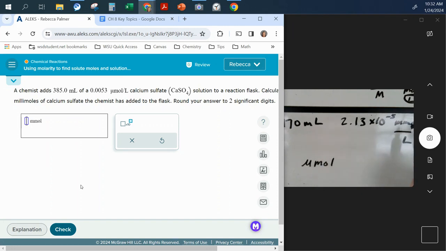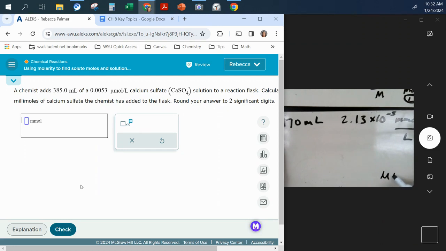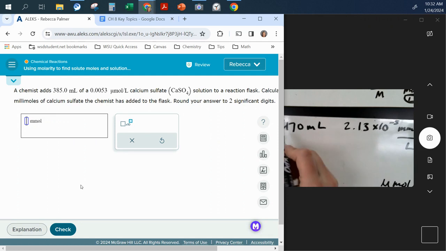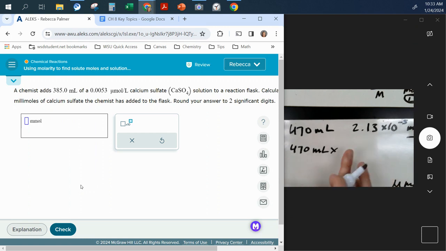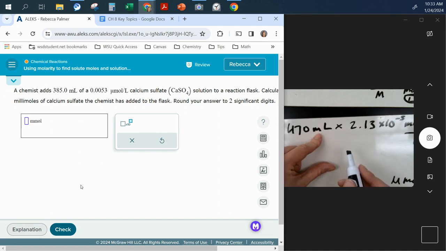Okay, this one you might be okay because micromoles and millimoles are like times 10 to the 3 away from each other. Let's think through. Okay, so we need micromoles. This is what I'm thinking. So if we take 470 milliliters and we multiply, we're just going to multiply these two numbers together. But we need the milliliters to cancel.